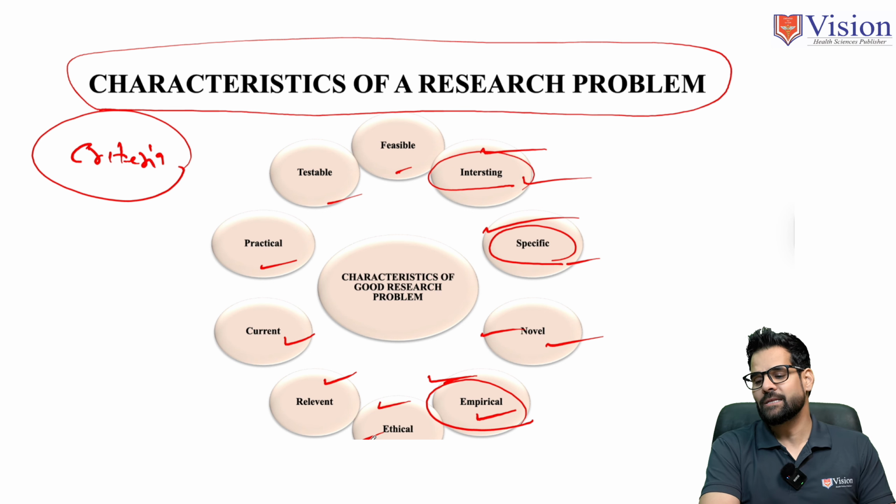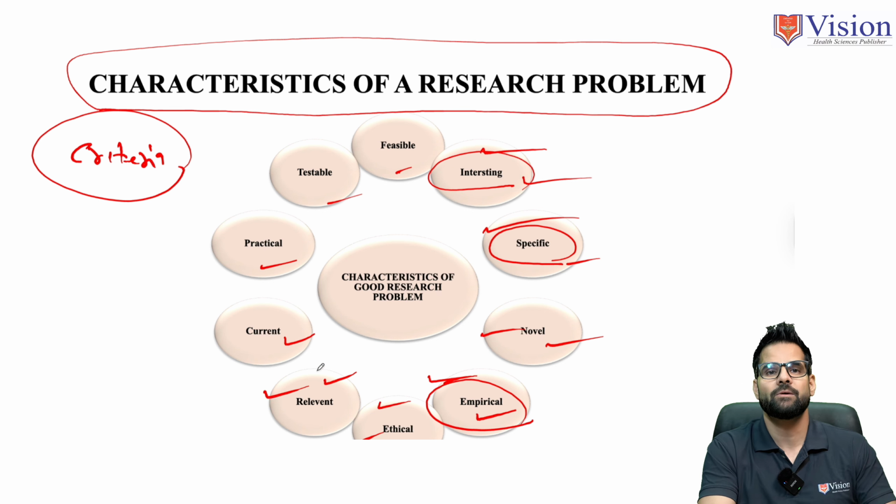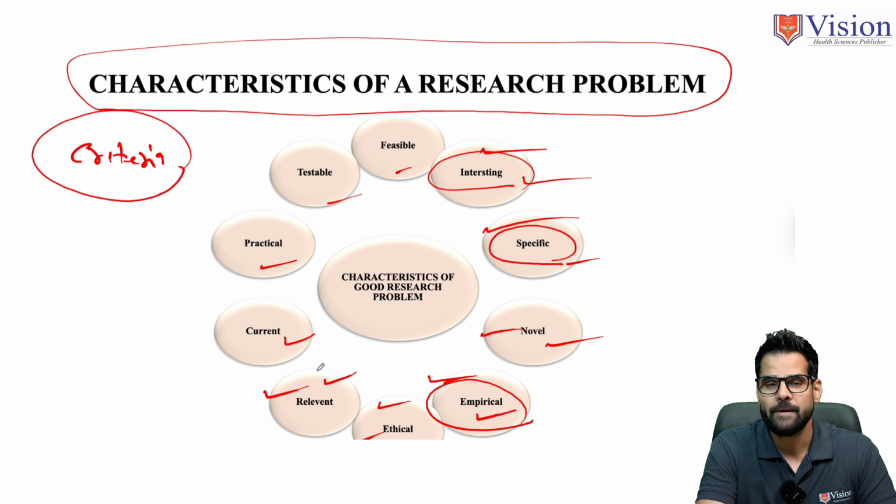Ethical: research should be ethically correct. Then relevant: it should be relevant to your topic and to your profession. Global warming is really a big issue, and we are concerned about it, but it may not be relevant to nursing. Whenever you conduct research, it should add to the body of knowledge, either in your practice, in your education, or in your administration.